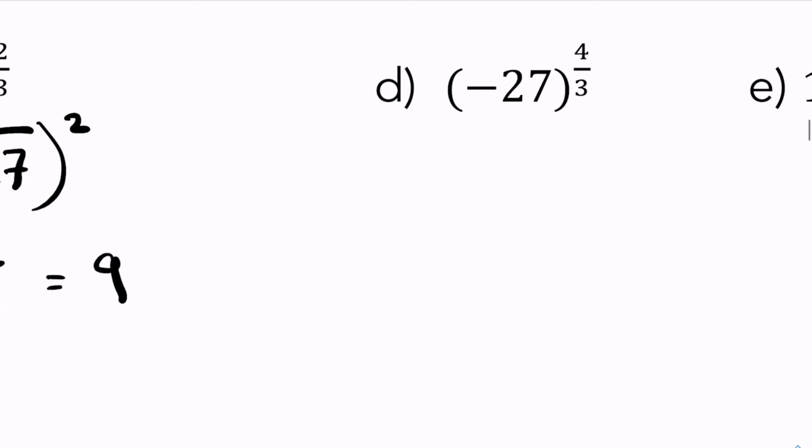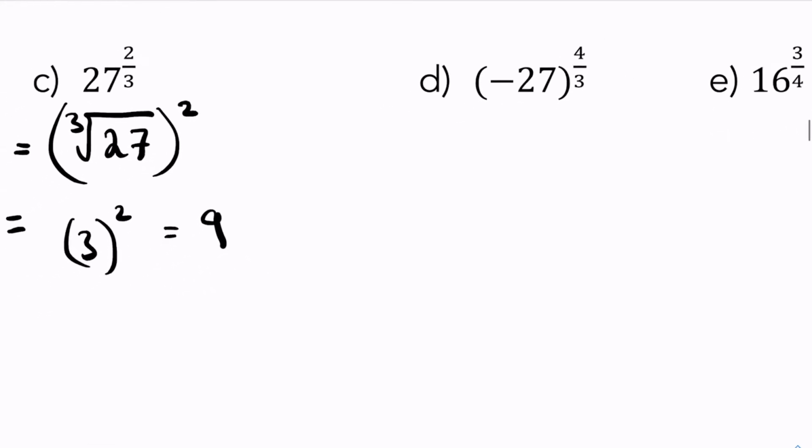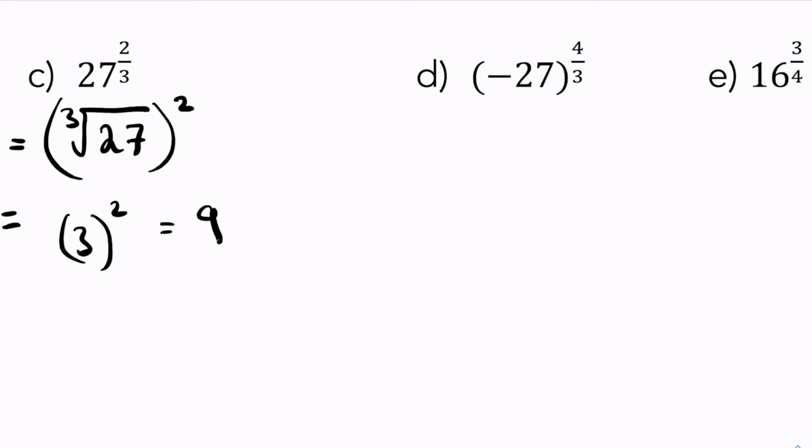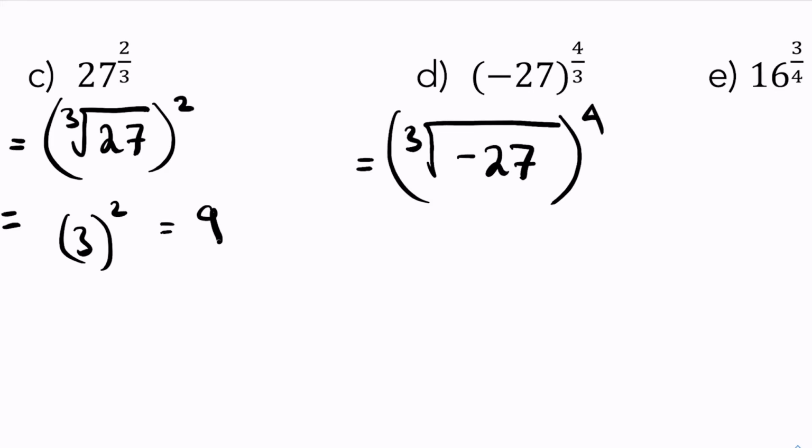Moving on, D, it's almost identical to question C, except that I have a different numerator in my exponent, and my base is going to be negative, but that shouldn't pose any difficulty if I just rewrite it as such, and then raised to the power of 4. I'm still going to get a negative 3 down here, because negative 3 times negative 3 times negative 3 is negative 27. Raised to the 4th, I get a value of 81 positive.